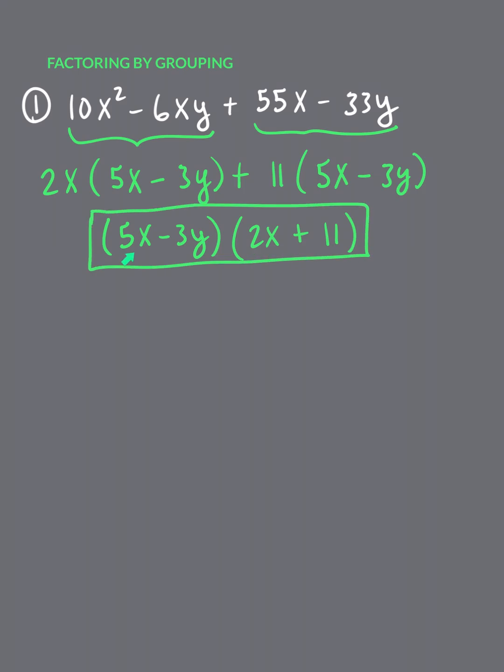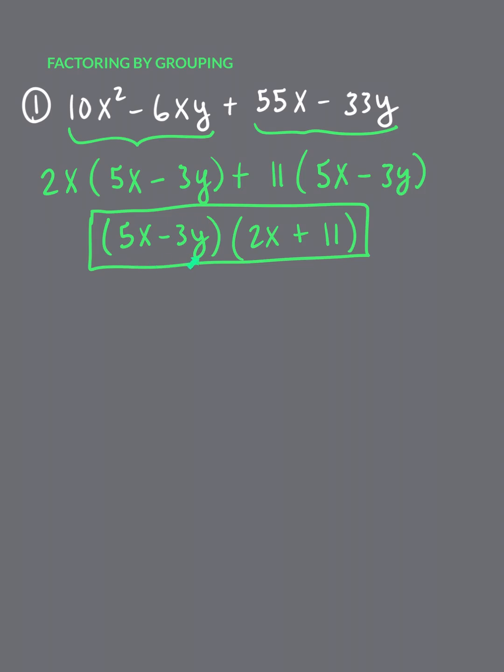So if you multiplied this back out, you would end up with this original expression. 5x times 2x is 10x squared. 5x times 11 is plus 55x. Order does not matter. The minus 3y times 2x would give you your negative 6xy. Your minus 3y times 11 would give you your minus 33y.